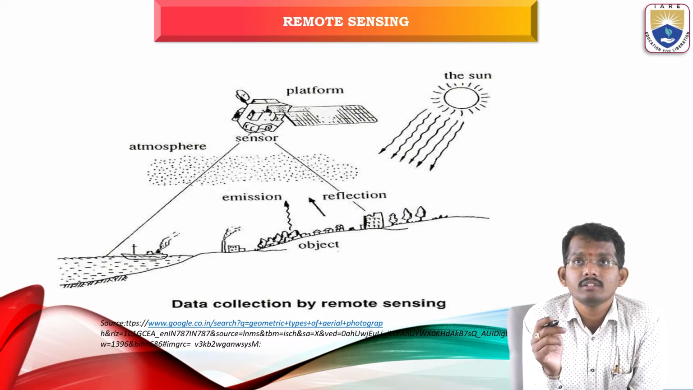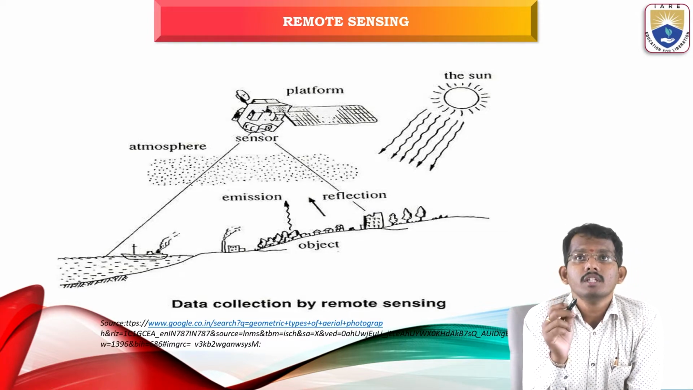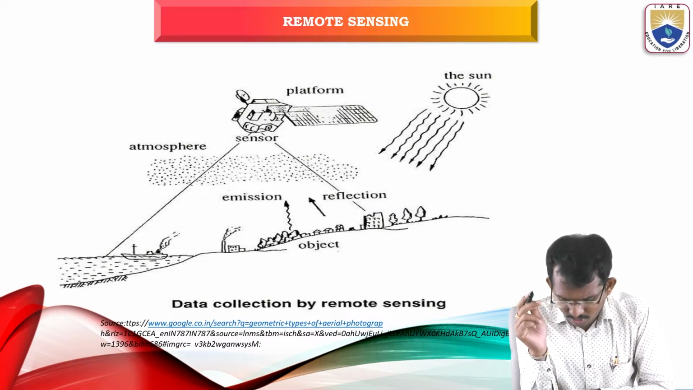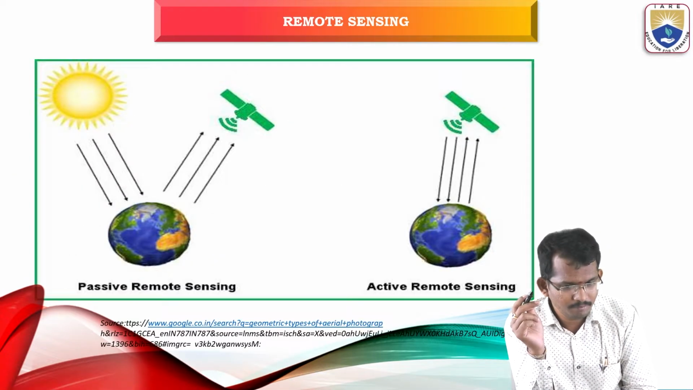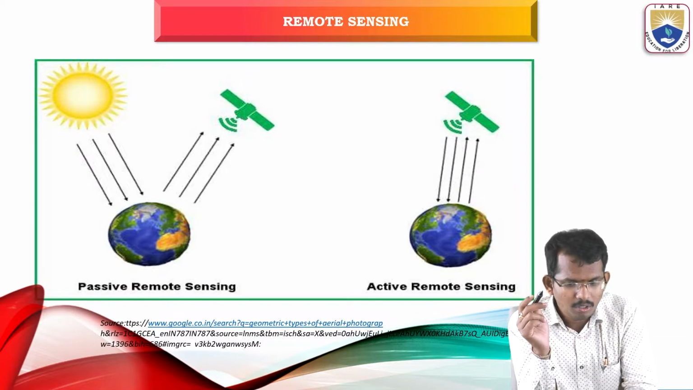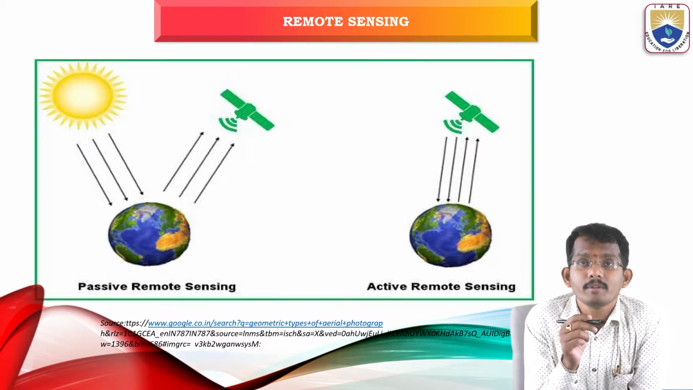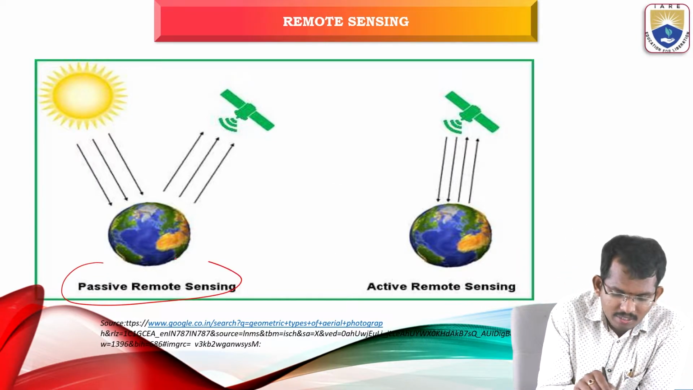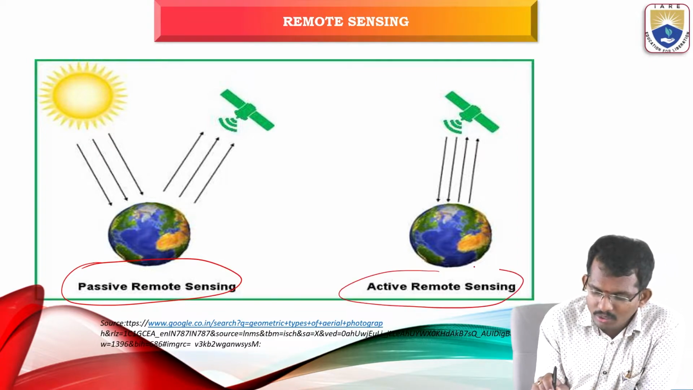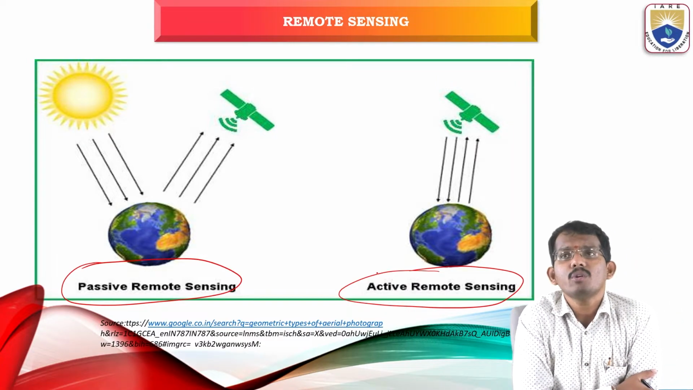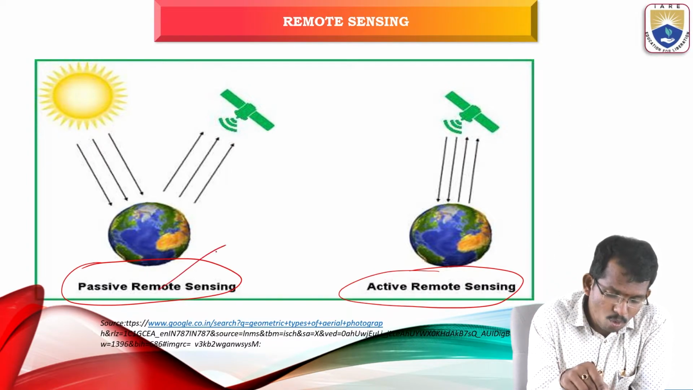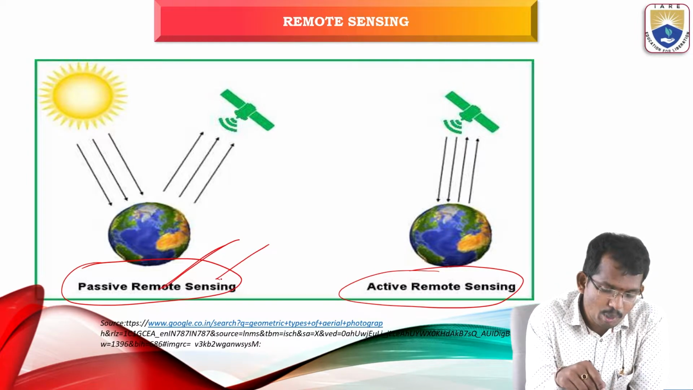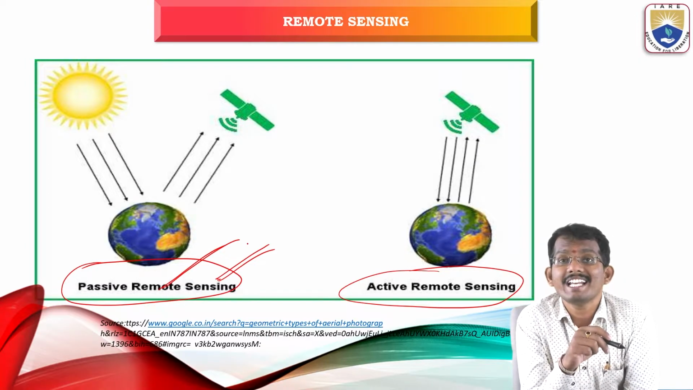Now we can see the image here. Data collection by remote sensing. So here, remote sensing is generally of two types. One is passive remote sensing and another is active remote sensing. Now, what is passive remote sensing and what is active remote sensing? So far, we are aware of remote. Remote means far away. Sensing is obtaining the information without being in physical contact.